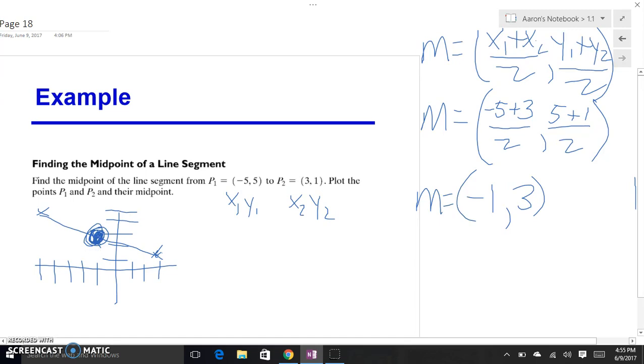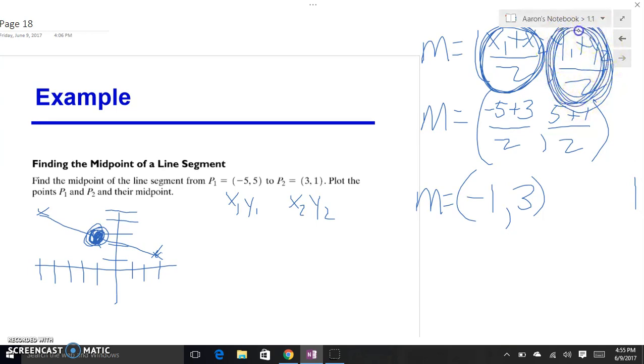And you notice what you're doing in this formula. You're taking the average of x1 and x2, divided by 2. You're taking the average horizontal distance, and you're taking the average, or the mean, I should say, of the vertical distance there. That's what this is doing.